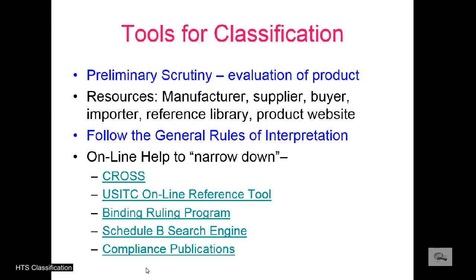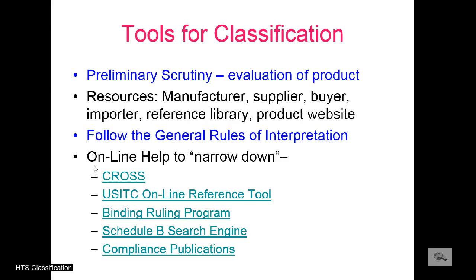How do you classify something? First, you have to collect product information. Resources to obtain product information include the manufacturer, supplier, buyer, importer, reference library, product website. Ultimately, the correct classification must follow the general rules of interpretation, which will be explained in detail in later slides.